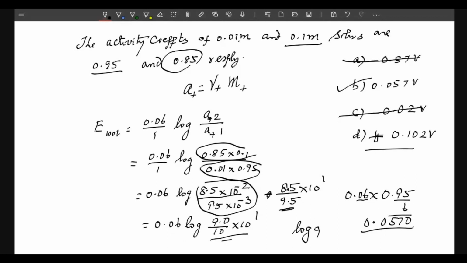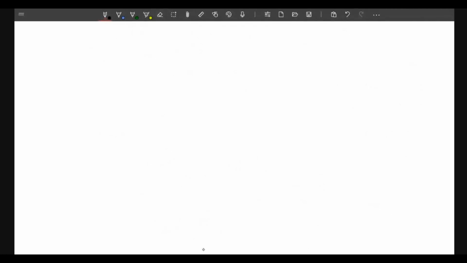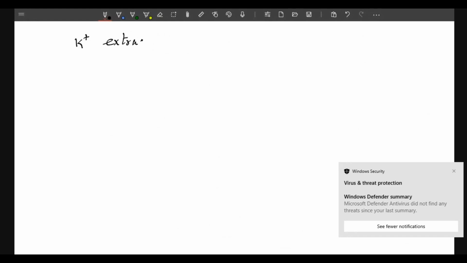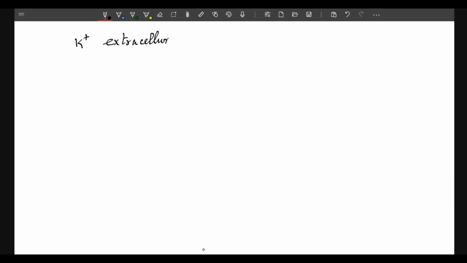Okay. Now take down another type of problem, and you can calculate. Calculate the millivolt, mV, required for moving potassium plus ion from extracellular. You have studied bioinorganic chemistry, in which the potassium ion is moving inside the cell and the sodium ion is coming out of the cell. With respect to that bioinorganic chemistry, I am giving this electrochemical problem.